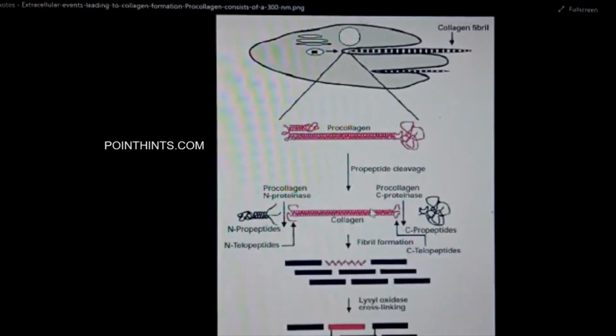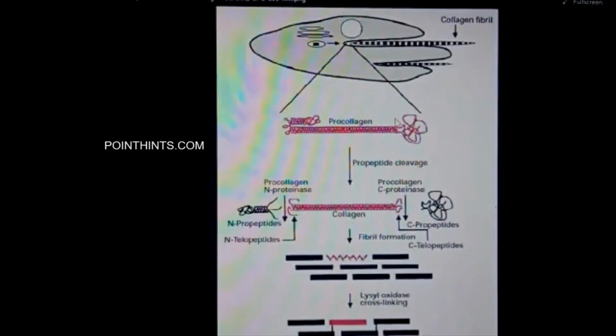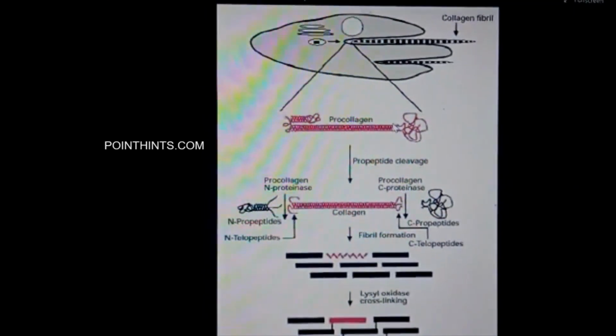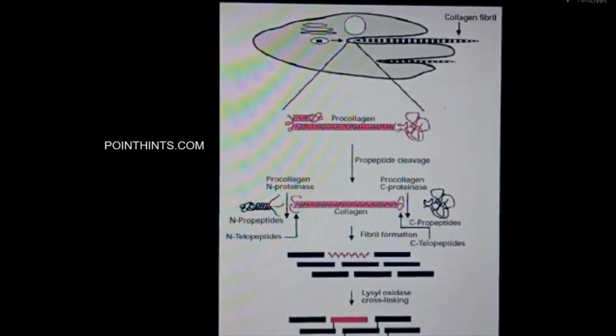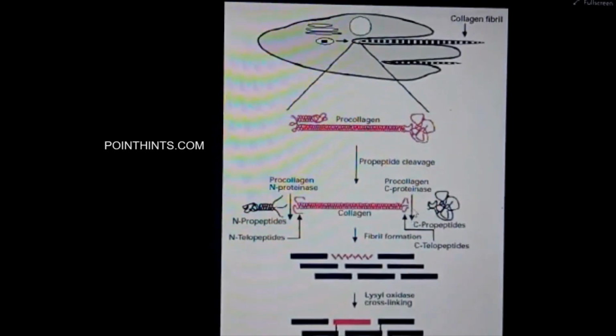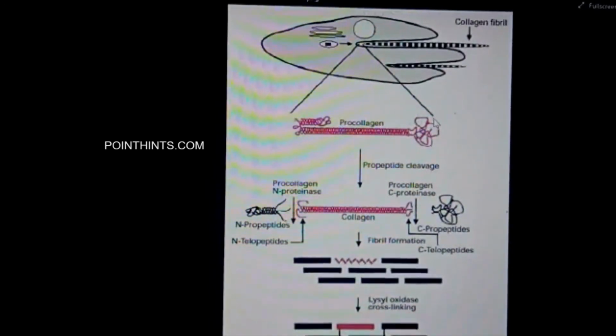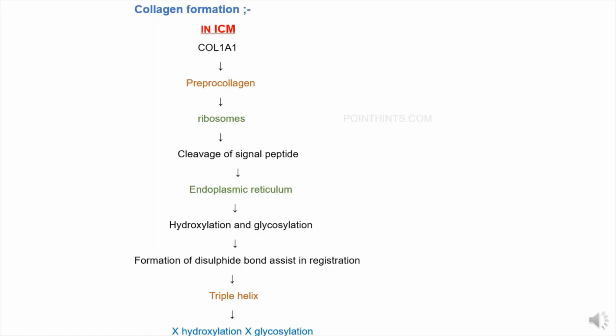Just have a look at this image. This procollagen has some extensions. This extension is called the propolypeptide extension. It has both an amino terminal and a carboxy terminal. These are the extensions here. The gene responsible for collagen synthesis is the COL1A1 gene, which synthesizes pre-procollagen that enters the ribosome.